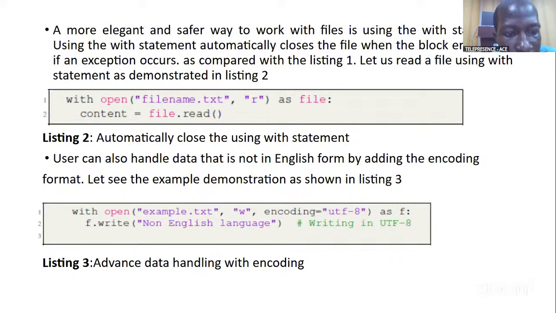A user can also handle data that is not in English format by adding the encoding format. Let us see the example below. You can see it's with open, and the encoding keyword there is UTF-8. It means that non-English language data doesn't generate an error. So put that encoding code that is there. Advanced data handling with encoding is very important.